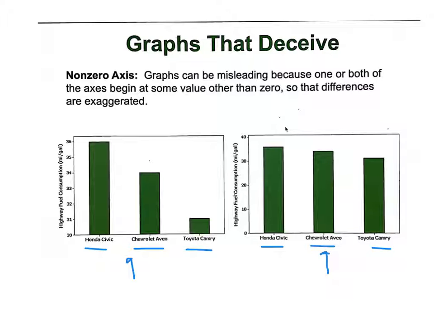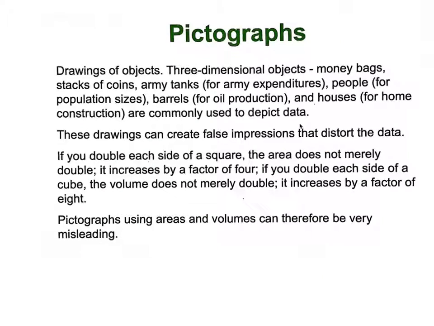Very deceiving. If you're a Honda dealer, you're probably using this one. If you're a Toyota dealer, you're using the truth, starting at 0. So you've got to really watch for that. That thing keeps popping up.